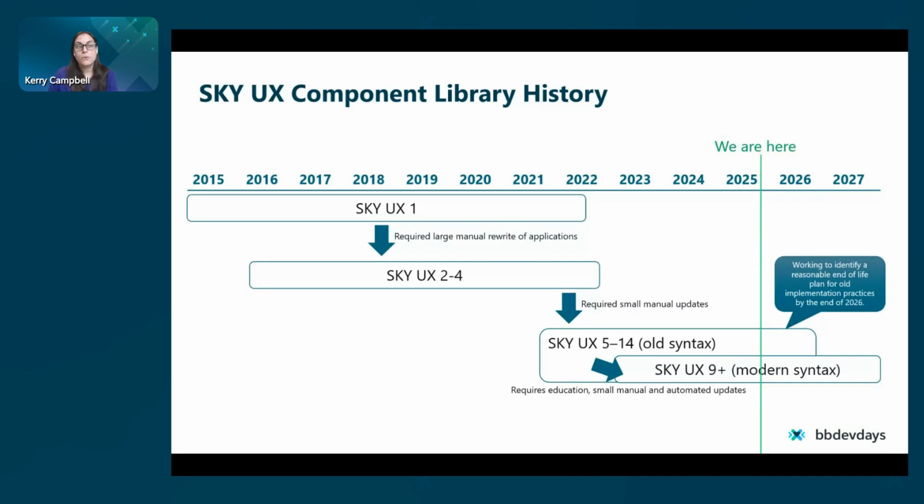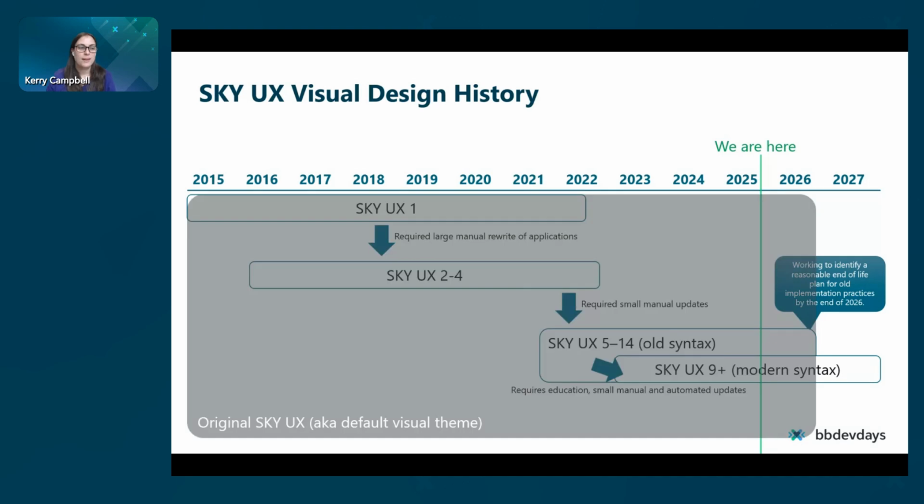All right, so that's the component library, the technical implementation of the design system. Now let's jump into the visual design. SkyUX has two primary visual designs right now. The visual themes are called default and modern. Original SkyUX came out with a version of the default visual theme. It was adopted as part of the second generation of SkyUX and has continued to be maintained. This is the standard style you see in a lot of places inside of our products if you navigate around.